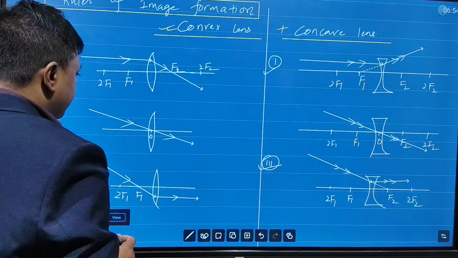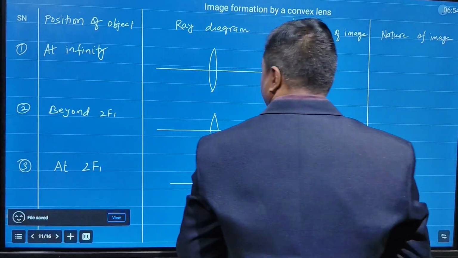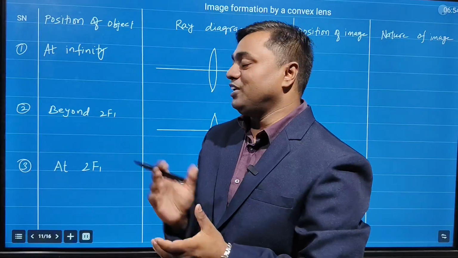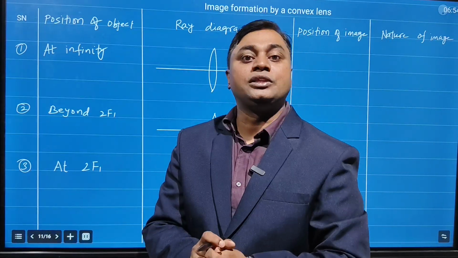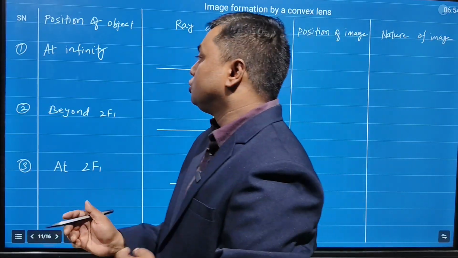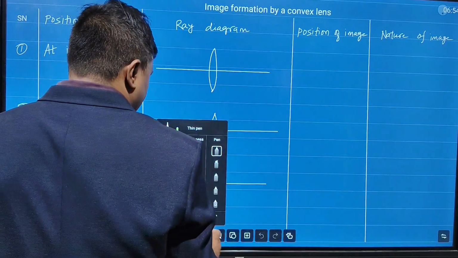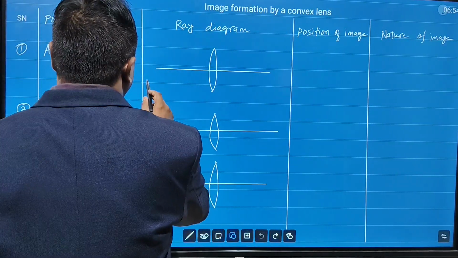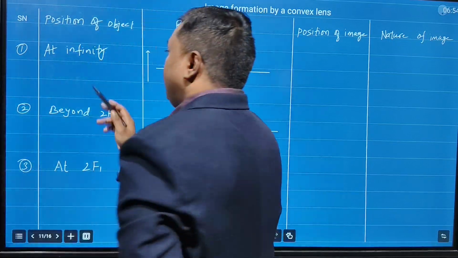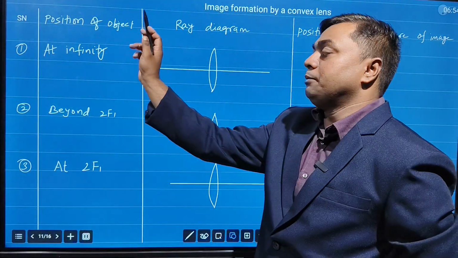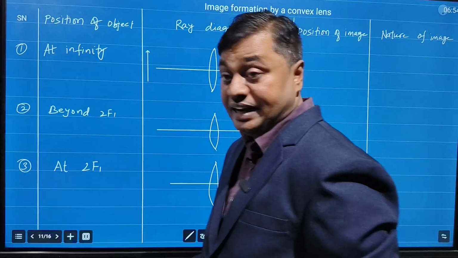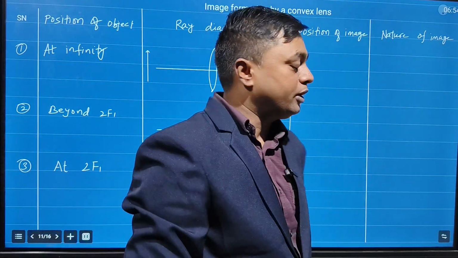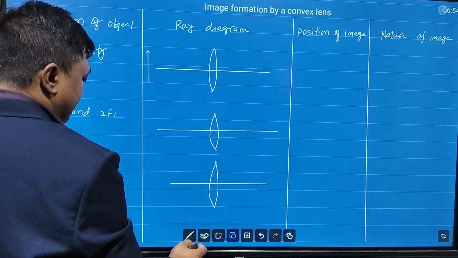Next, we'll keep the object at different places and see where the image is formed. This is very important. These questions may be asked for 3 marks. Consider the first case, where the object is at infinity. Here I have made a table with serial number, position of the object, ray diagram, position of the image and nature of the image.